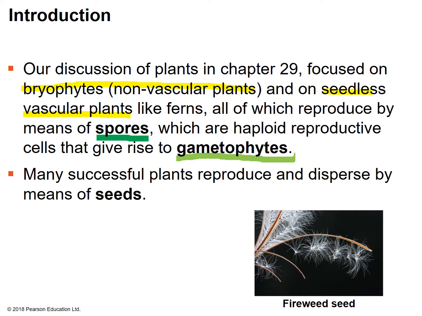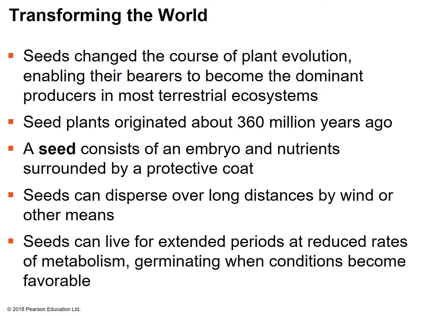Many successful plants reproduce and disperse by means of seeds. Seeds change the course of plant evolution, enabling their bearers to become the dominant producers in most terrestrial ecosystems. Seed plants originated about 360 million years ago.